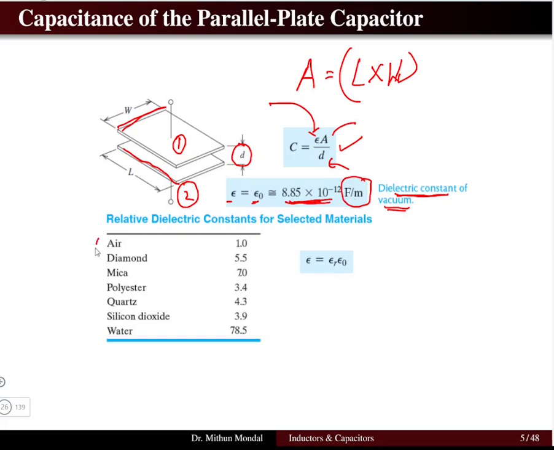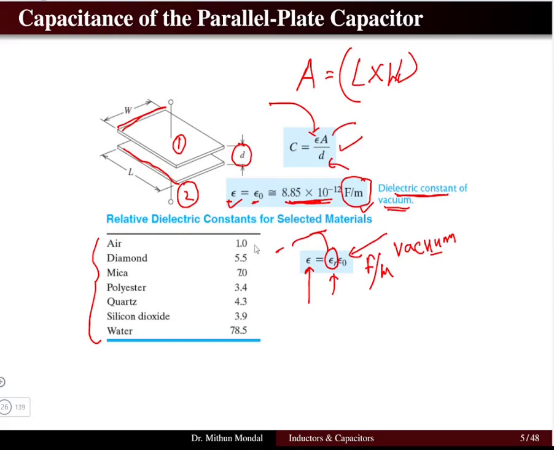Any other material which is acting as a dielectric, its permittivity will be taken with reference to the vacuum. So with reference to the vacuum, the other dielectric material will be defined, and the constant used is epsilon r, the relative dielectric constant. It is unitless. The unit of epsilon is farad per meter, so you will have farad per meter here because epsilon r is unitless.